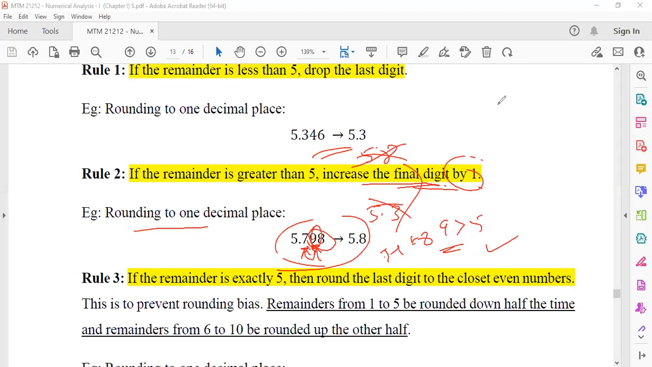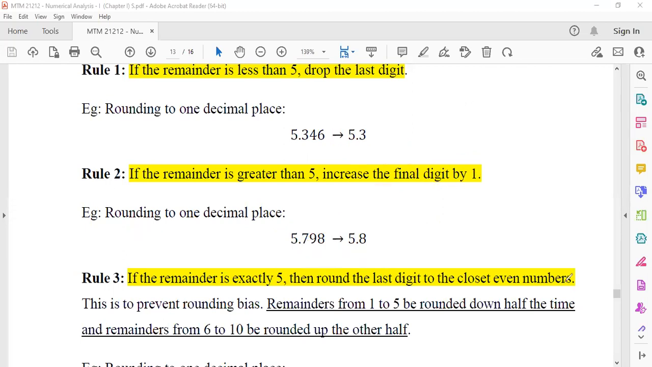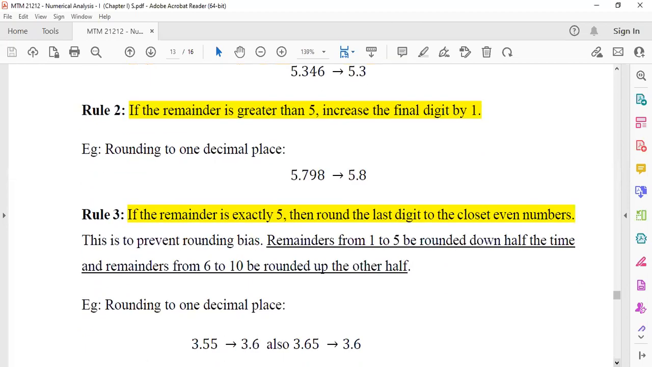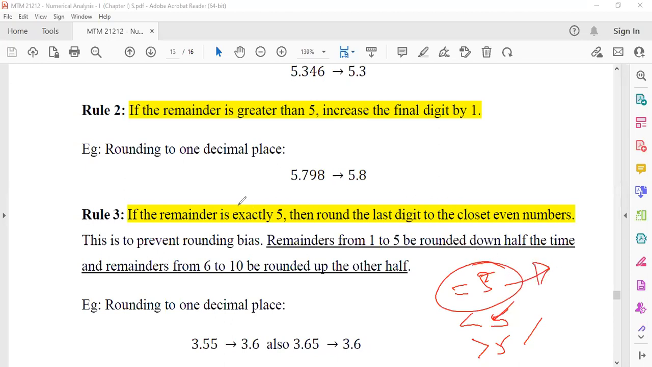Similarly, there is one more rule: if the remainder is exactly 5. We have seen the idea of less than 5 and greater than 5. So what is it for equal to 5? If it is equal to 5, there are some rules. If it is exactly 5, the last digit is to be made closer to an even number.